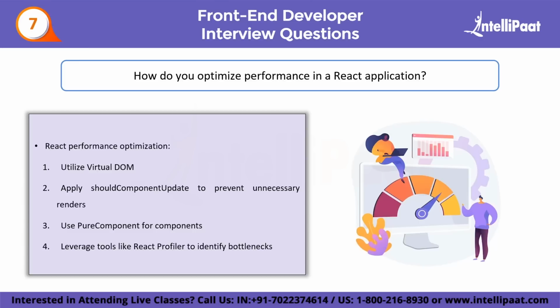Optimizing performance is about being mindful of how your components render, update, and interact. By following these simple strategies, you can significantly improve the speed and responsiveness of your React application.